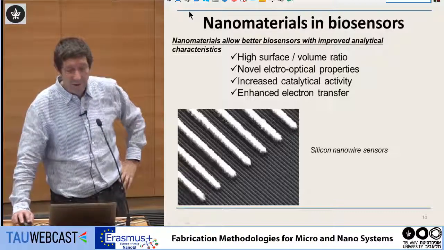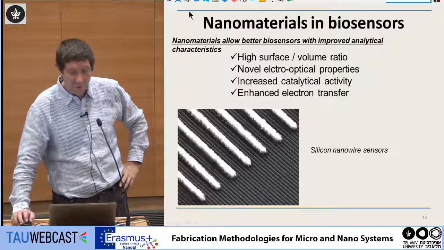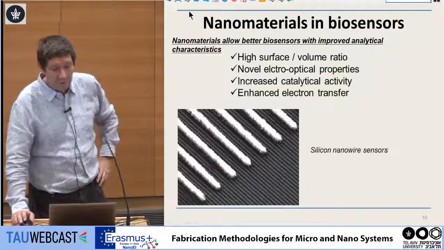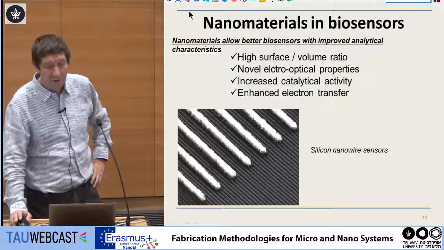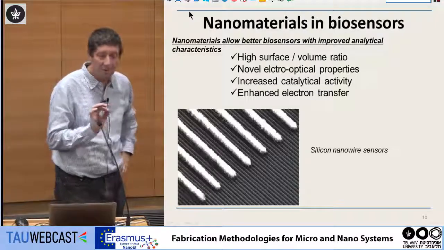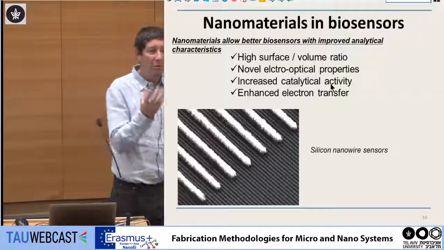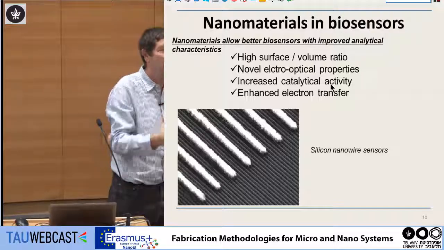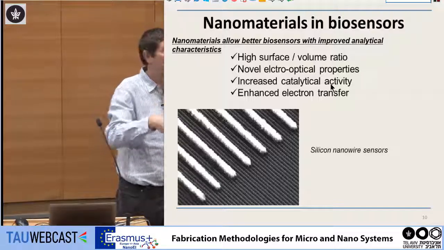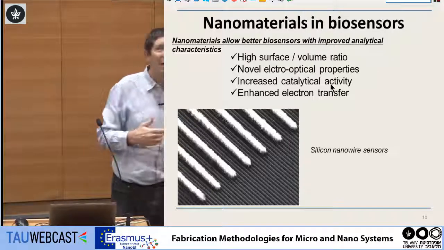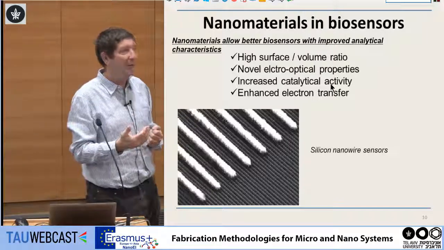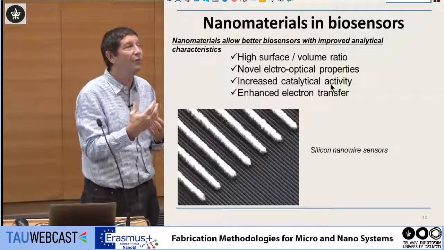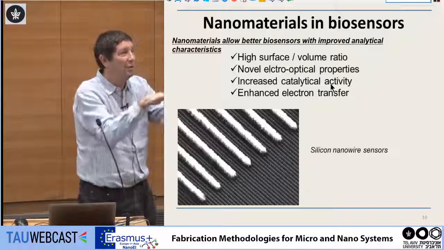First, they have very high surface to volume ratio. They have high surface area. And also they have very specific electro-optical properties, and they have increased catalytic activity. Let me take 1 minute about this catalytic. When you want a chemical A to react with a chemical B, we have some reaction rate, which means the reaction occurs at a certain number per second. And I can increase the reaction rate by using an effect which is called catalysis, which is making the reaction more favorable by reducing the activation energy of the process.